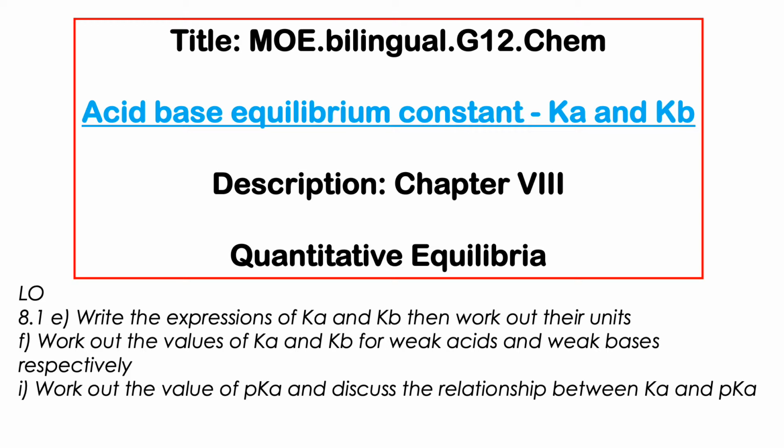Today's lesson is on acid-base equilibrium constant which has a symbol Ka and Kb. Chapter 8, Quantitative Equilibria. Learning objectives: 8.1e. Write the expression of Ka and Kb, then work out their units. F. Work out the values of Ka and Kb for weak acids and weak bases, respectively. I. Work out the value of pKa and discuss the relationship between Ka and pKa.